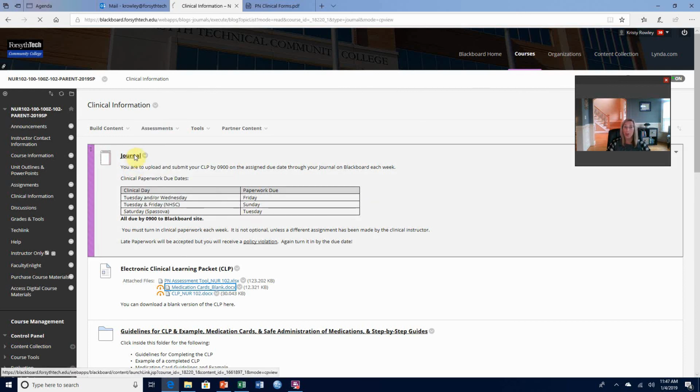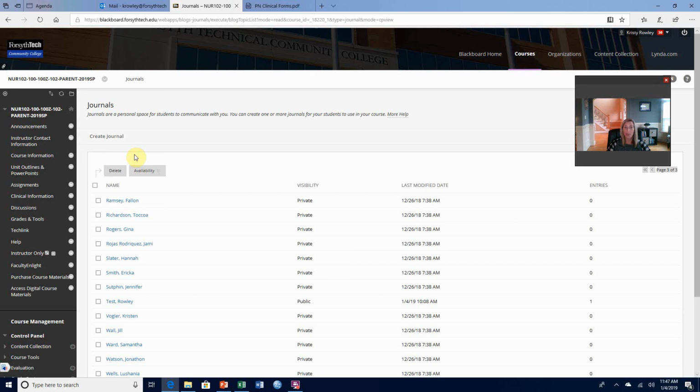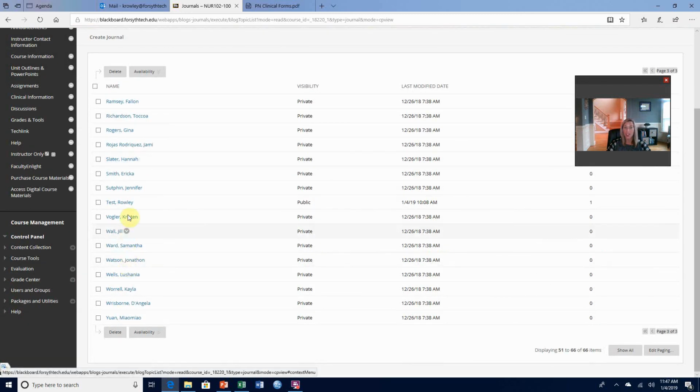So they're going to upload all of their CLPs to their journal, and each student has a specified journal. So you'll go through and find your student's name, and it's all in alphabetical order. The example here is me, Test Rowley.